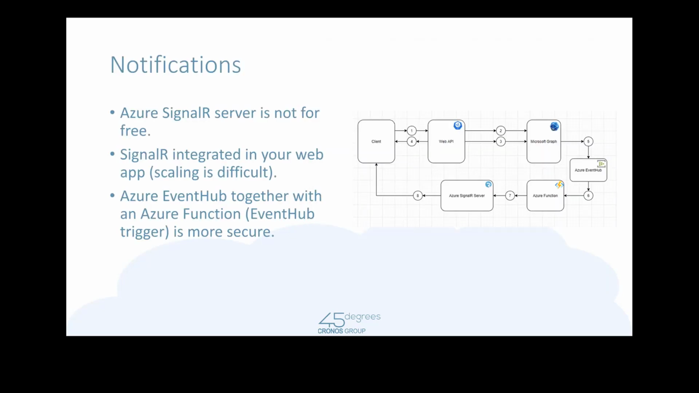Notifications. There is a disadvantage: Azure SignalR server is not for free. You can use the SignalR that is delivered for free with ASP.NET, that is integrated in your web API, but scaling is difficult. What happens if you're sitting in a cluster or using multiple instances? I don't know exactly what's happening. So scaling is difficult.